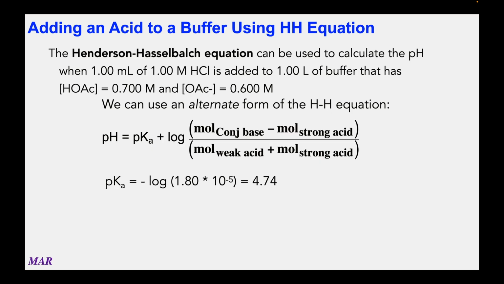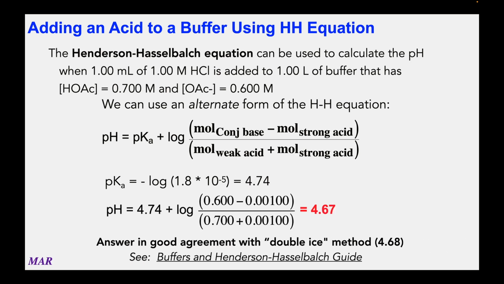So in the last problem, the HCl knocked the conjugate base, the acetate, down a little bit. That's why it went from 0.6 to 0.599. But it added to the weak acid. So the acid went from 0.7 to 0.701. And this is the same effect here. You can see how the acid lowers the base, but it ends up adding to the weak acid. So you need pKa, minus log of Ka, is 4.74. No problems there. You can plug all that stuff in, and when you do that, wow, 4.67.